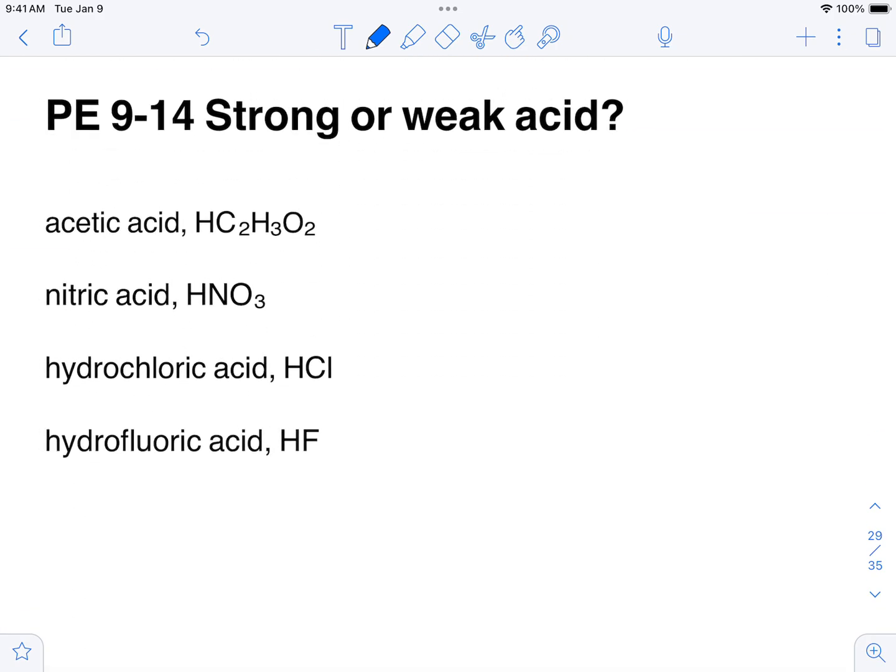Here we're saying if they're strong or weak. If you memorize the 6 strong, the rest are weak. This shouldn't be too difficult. So that is my strong one. That's nitric acid, hydrochloric acid, and then that's acetic, vinegar, and hydrofluoric.